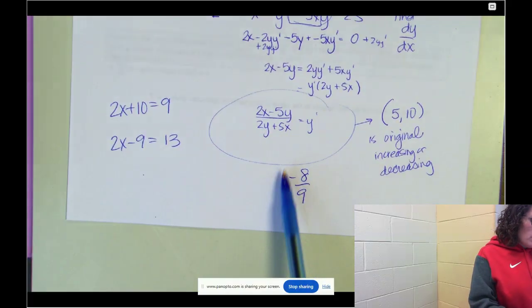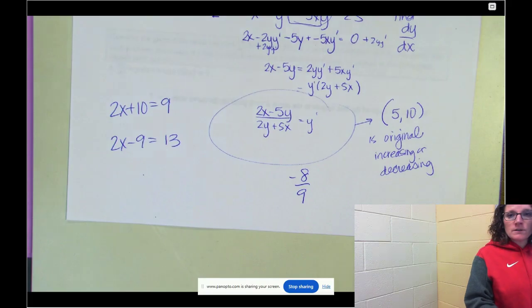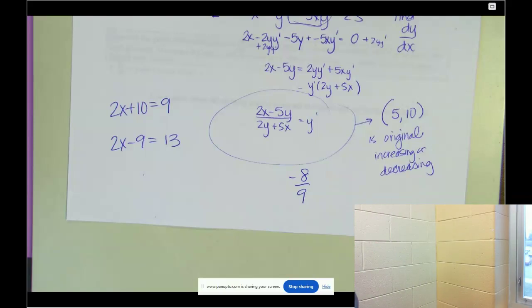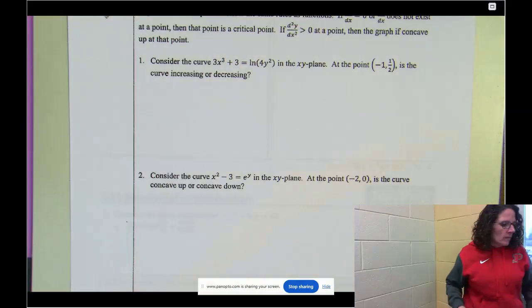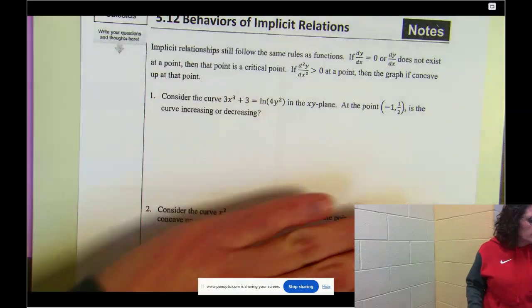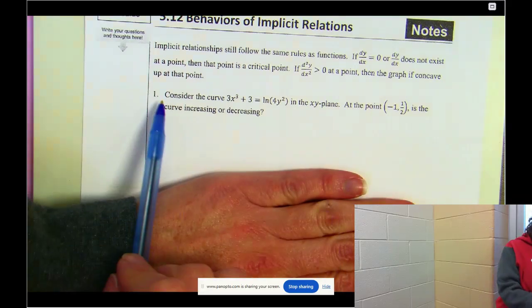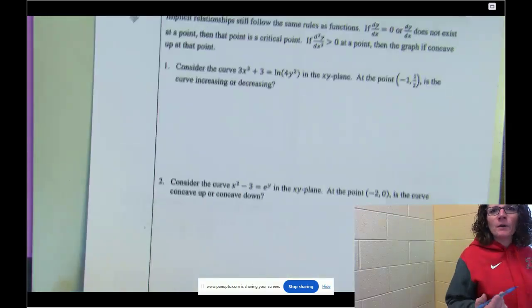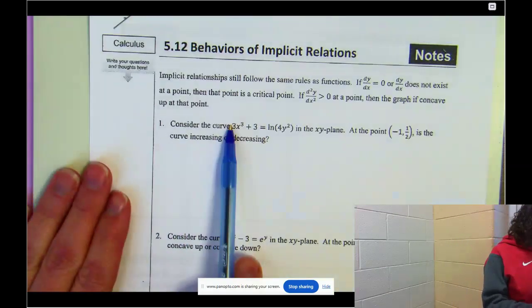So now, based on this, is the original increasing or decreasing at the point 5, 10? Decreasing, because the derivative is negative at that point. Now, the nice thing about this is there are no sign charts. Literally, it's just plugging in a point, and we can only analyze at a specific point. So flip over. This is what it would look like in question 1. The only reason you're getting this as a paper is just so that we don't have to write it down. Okay, I'd like you to try that one.